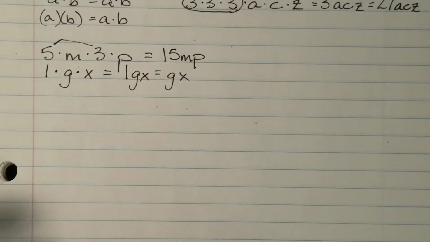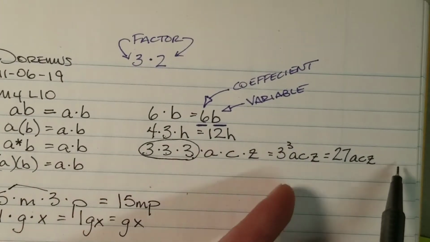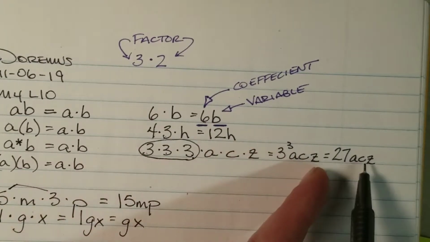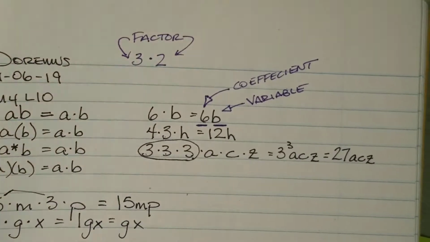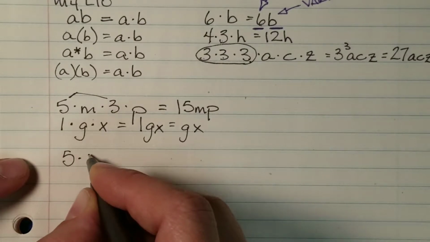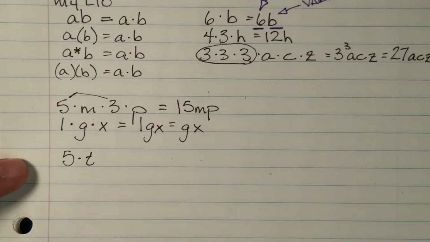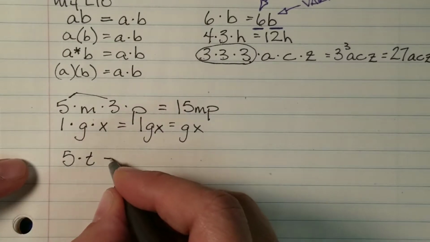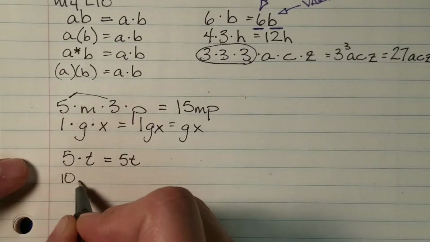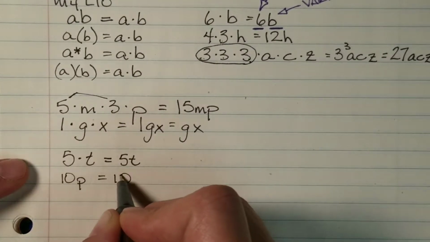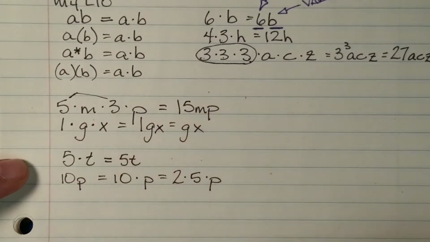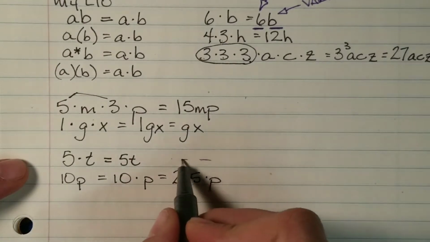All right. So that was condensing. Making things simpler. We had all this long string of stuff, and we condensed it down into something smaller. Now we need to be able to expand. So if you're given something as simple as 5 times t, oops, I did it backwards. Condensing it, it would equal 5t. But the opposite is also true. If I gave you 10p, that could equal 10 times p. It could equal 2 times 5 times p. And this would be expanded.